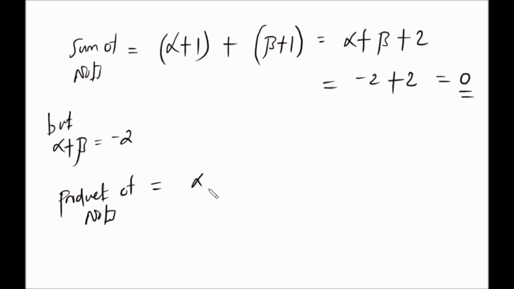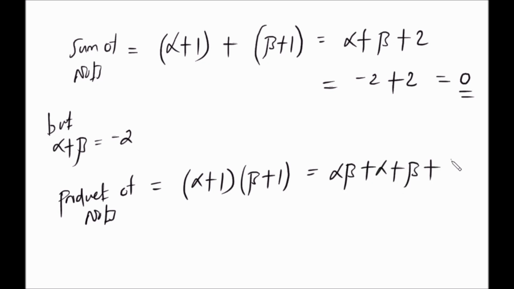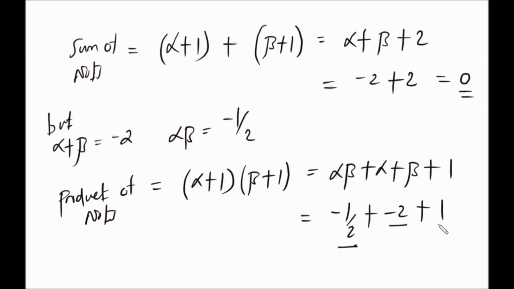For the product of roots, I take the first root, alpha plus 1, times the second root, beta plus 1. Multiplying, it is alpha beta plus alpha plus beta plus 1. But alpha plus beta is negative 2, plus 1, and alpha beta, from the question, is negative half. Taking negative half minus 2 plus 1, what do I get? Negative 3 over 2. So the product of roots is negative 3 over 2.